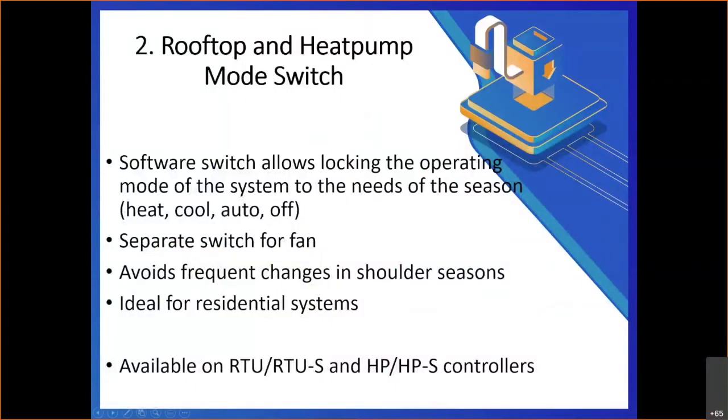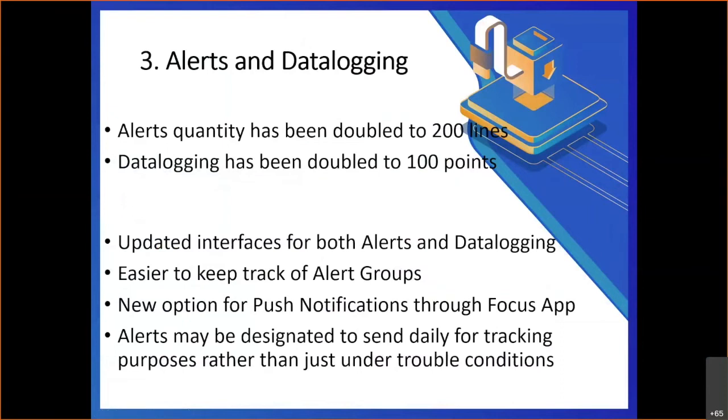Okay, continuing on. The alerts and data logging. So this is a big change here. Used to be we could alert up to 100 lines and we could data log up to 50 points. So now as of 7.3, we are able to alert up to 200 lines, and data logging has been doubled as well, up to 100 points. So we do have an updated interface for both the alerts and the data logging. Should be easier to keep track of how things are related and when you group alerts together.